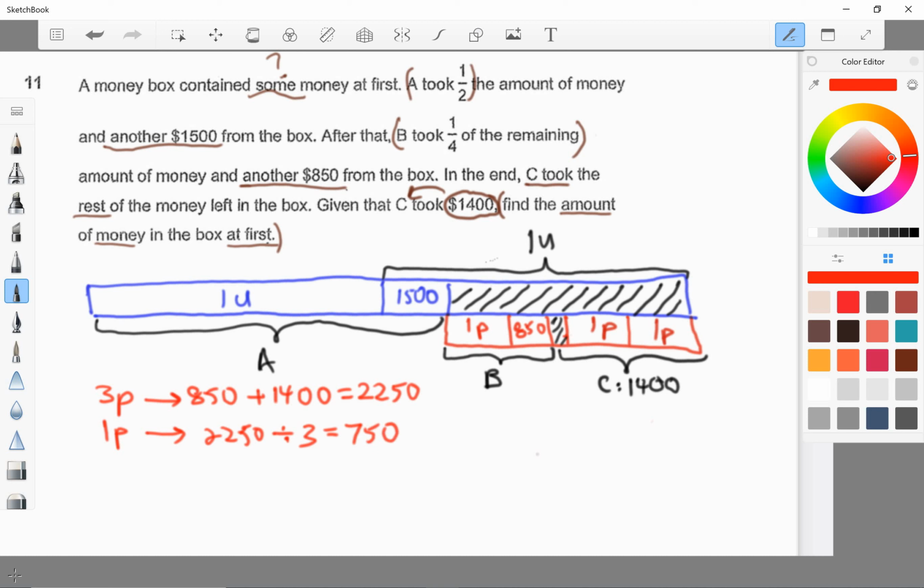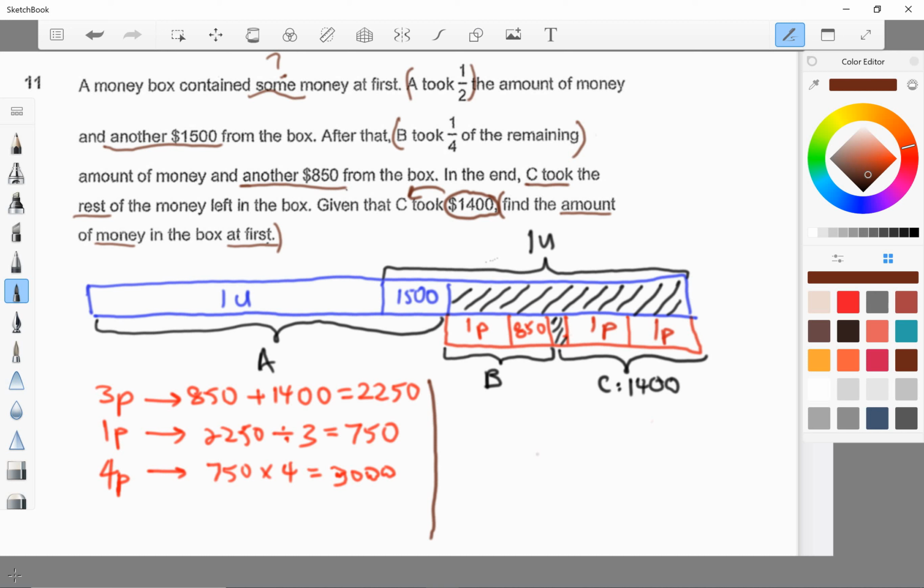Given that the remainder has denominator 4, so B took 1/4, that means that the remainder is 4 parts. So 4 parts in this case will be 750 multiplied by 4. If I key that into the calculator, it will give me 3000. At this juncture, I would like to explain that normally, in order not to cause any confusion in my students, I will draw a line to separate the parts from the units.